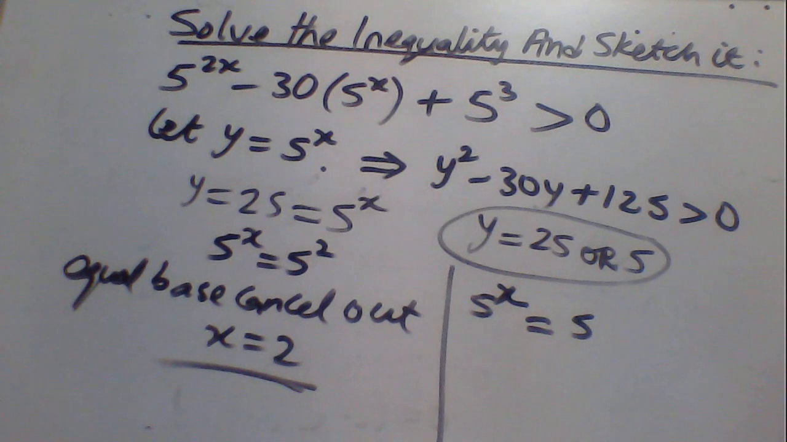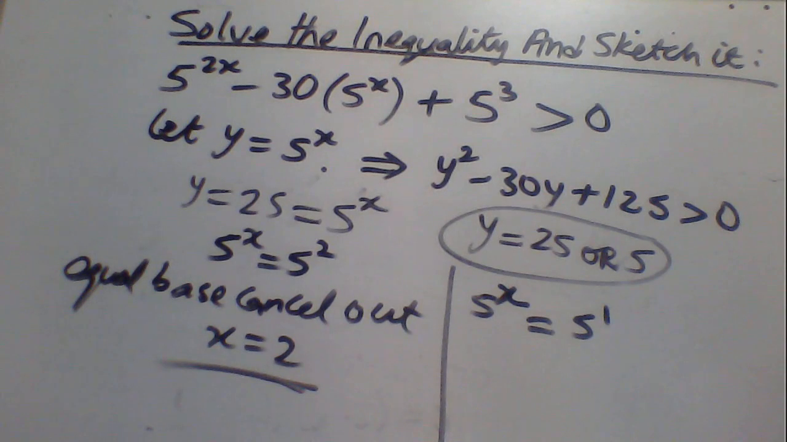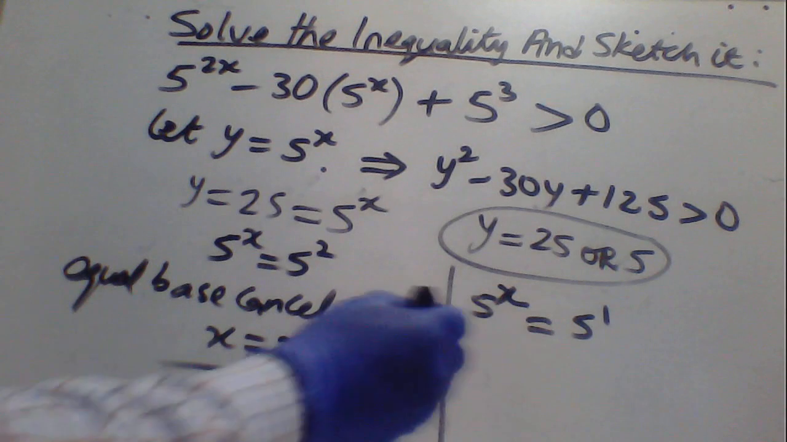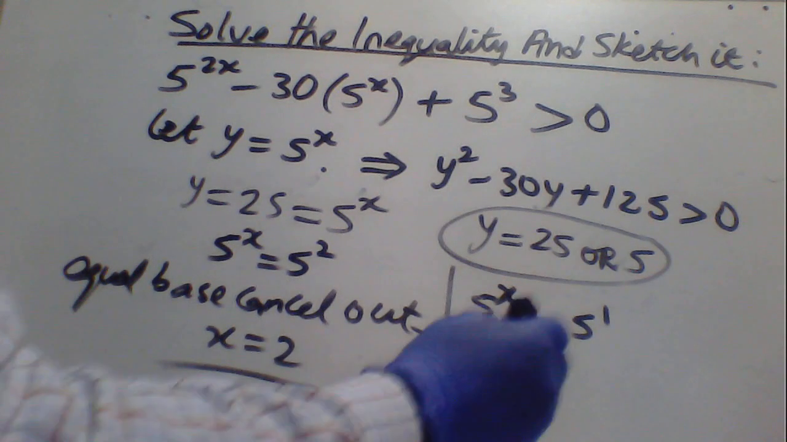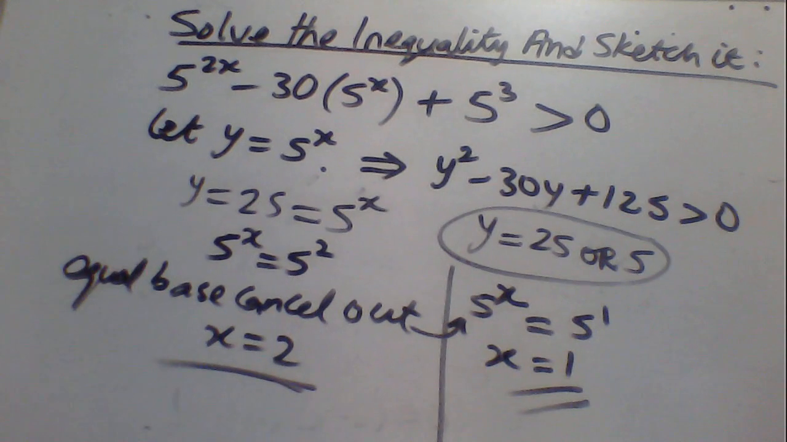But we know that any number raised to power 1 is the same number. So this is the same as 5 raised to power 1. It is equal to 5 again. So since the bases are equal, what happens to x? The powers, equate the powers. That gives us x is equal to 1.